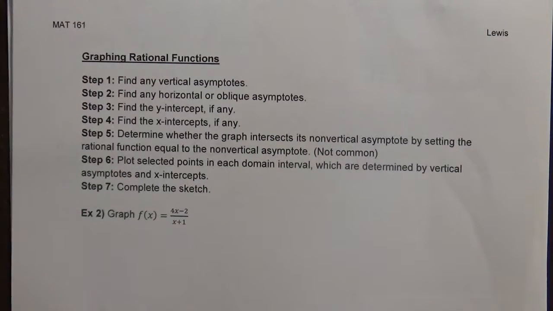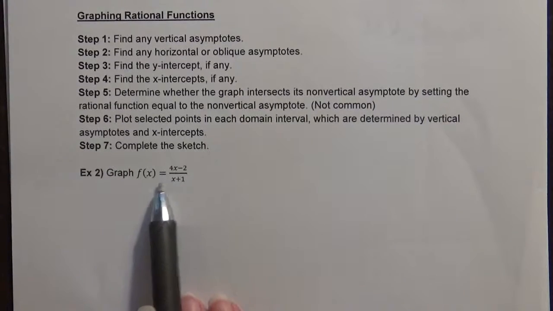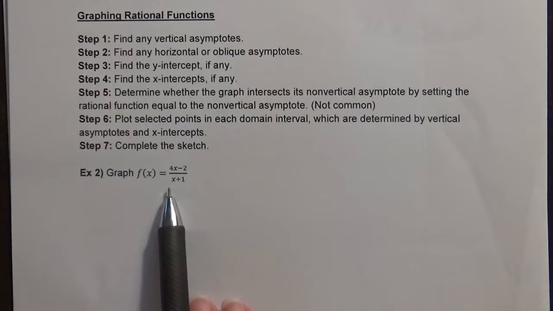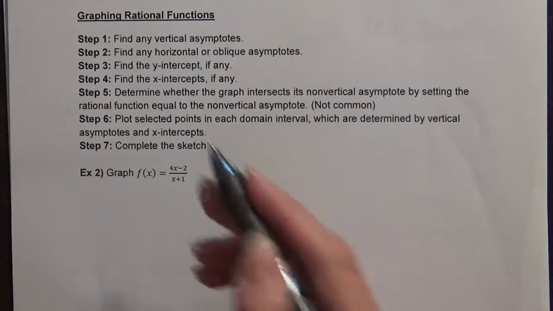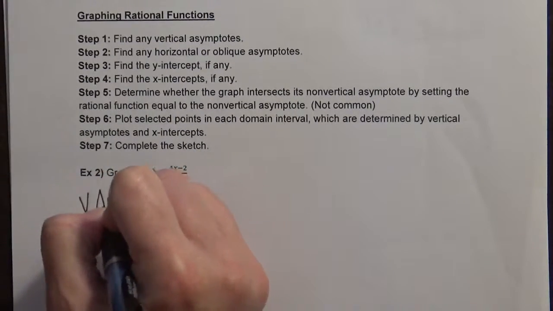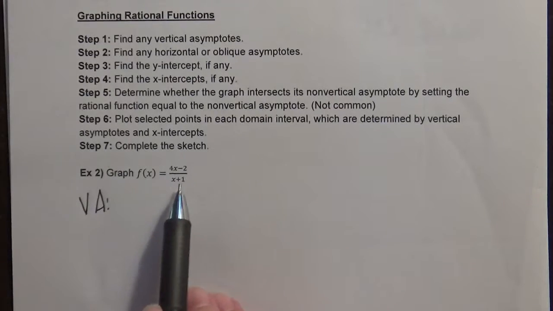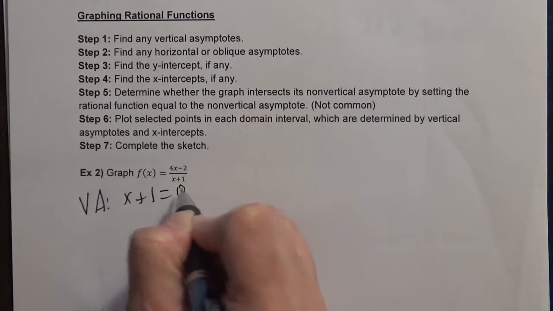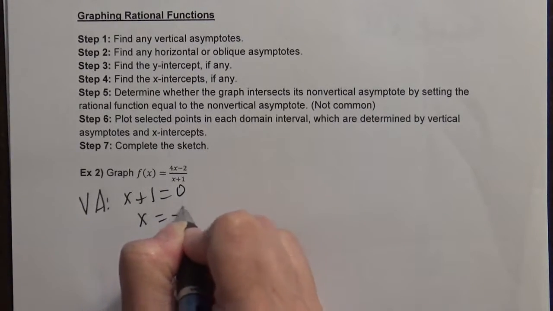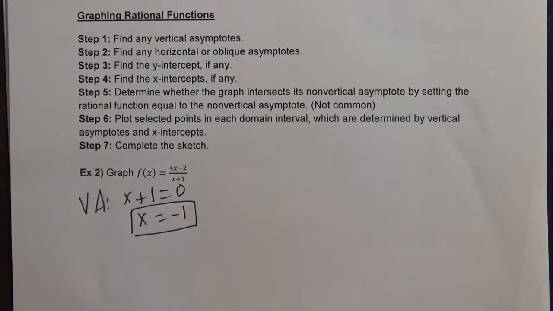So example 2, we're going to graph the function f of x equals 4x minus 2 over x plus 1. Alright, step 1 tells me to find my vertical asymptote first. Do I have a vertical asymptote? I set my denominator equal to 0. Solve for x, I get x equals -1. So that's my vertical asymptote.